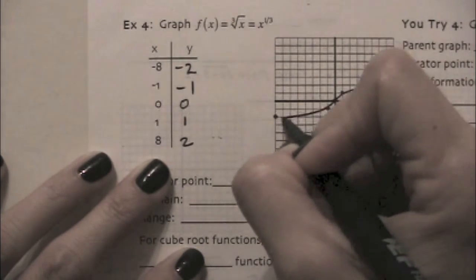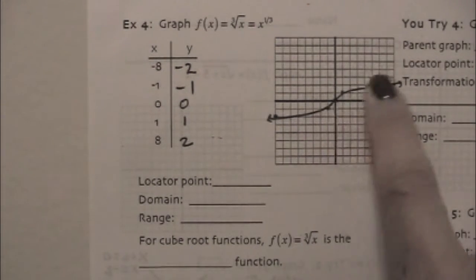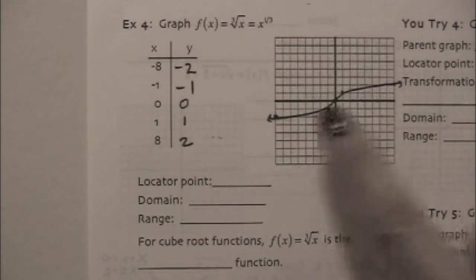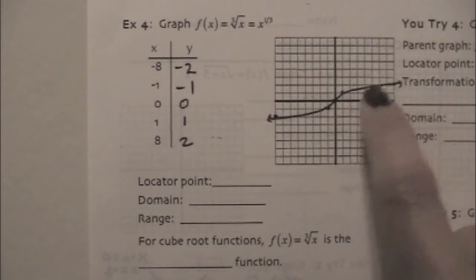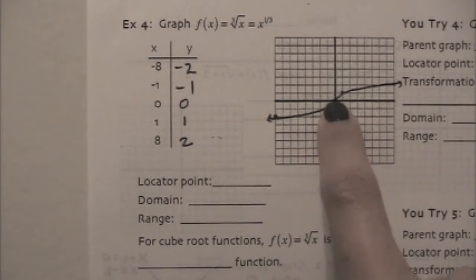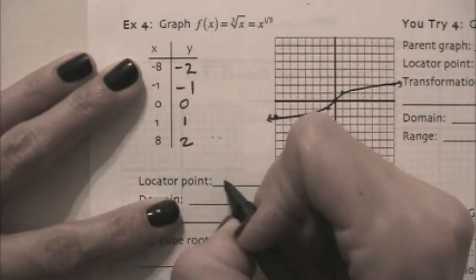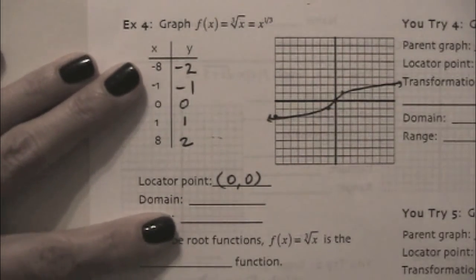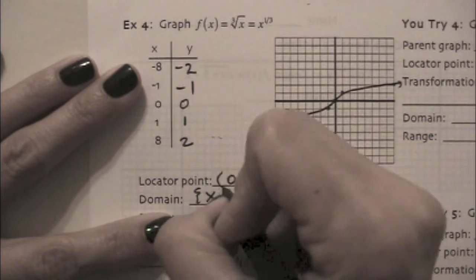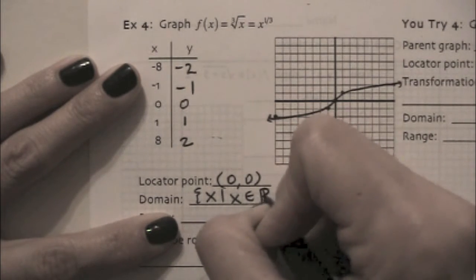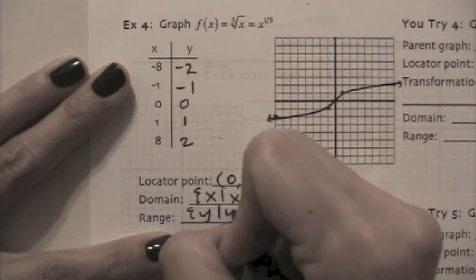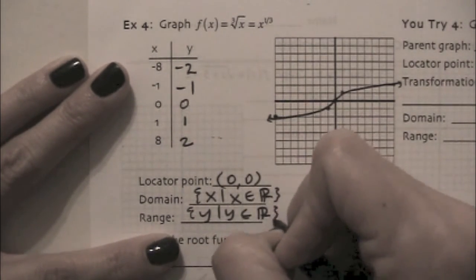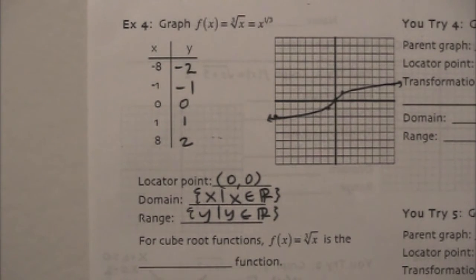So this graph, the right half of it, kind of resembles the square root, but it's a little longer and narrow. I like to think of this kind of like a snake in the grass, and right in the middle is the locator point, (0, 0). Domain is all real numbers. The range is also all real numbers. And it says for cube root functions, the cube root of x is the parent function.